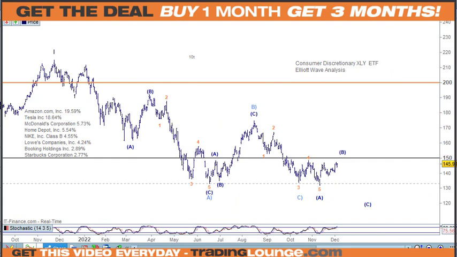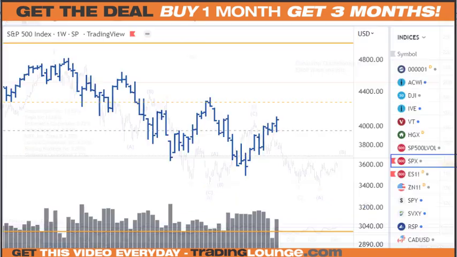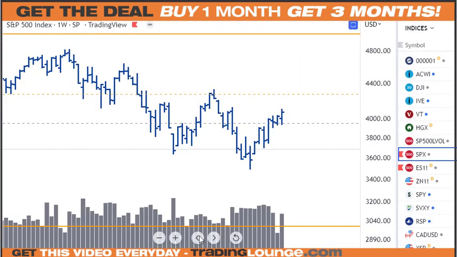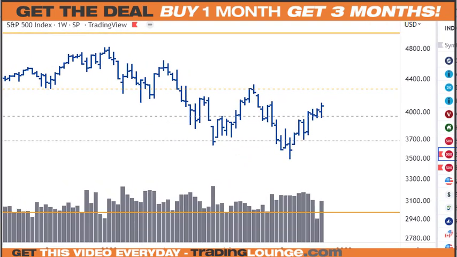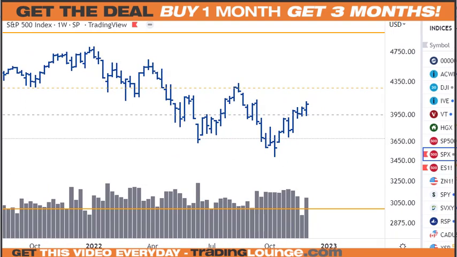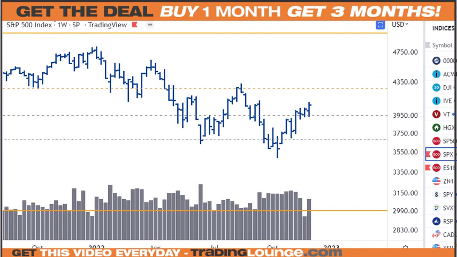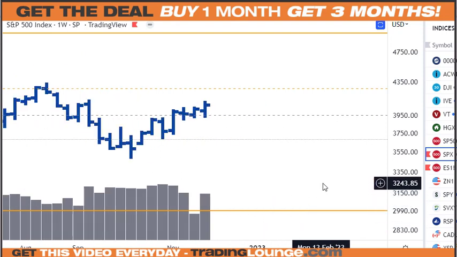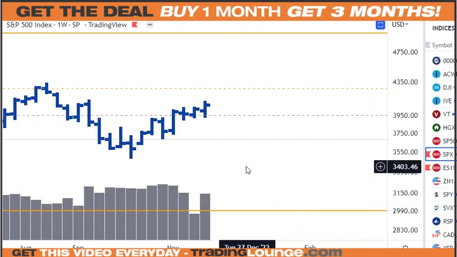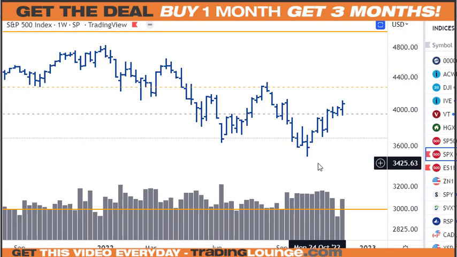But before we have a quick look at the sectors, I really just want to have a look at the S&P in this instance here. Let me just get this chart into the frame here. This is a weekly chart for the SPX, the cash market. So we are ending the end of the week with increased volume. So that's a positive situation.